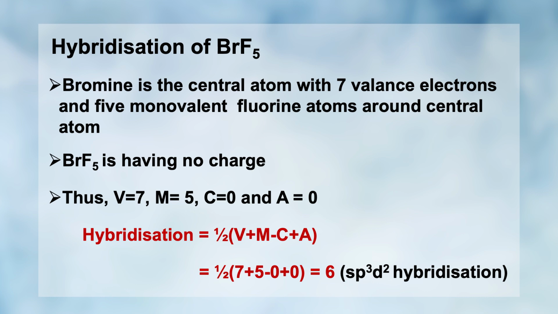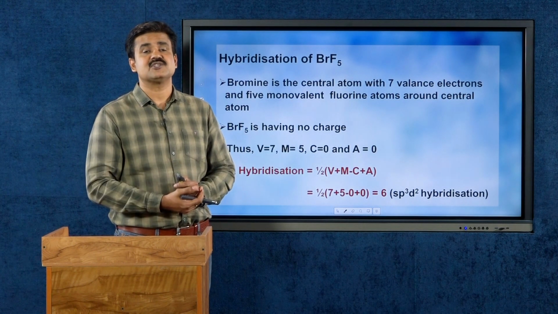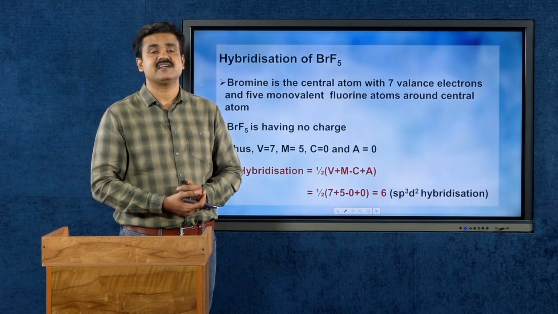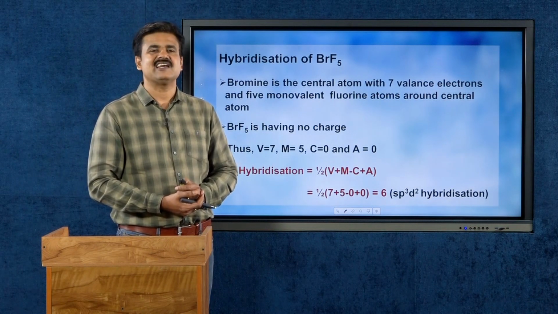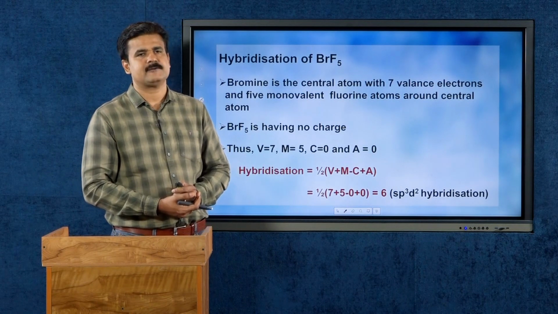On substituting this in the expression for finding the hybridization, that is half into V plus M minus C plus A, we get half into 7 plus 5 minus 0 plus 0. You are getting a value equal to 6, and this is equal to sp3d2 hybridization. The value of 6 corresponds to sp3d2 hybridization. This is because 6 orbitals take part in sp3d2 hybridization. So, we proved that in the BrF5 molecule, the central atom bromine shows sp3d2 hybridization.